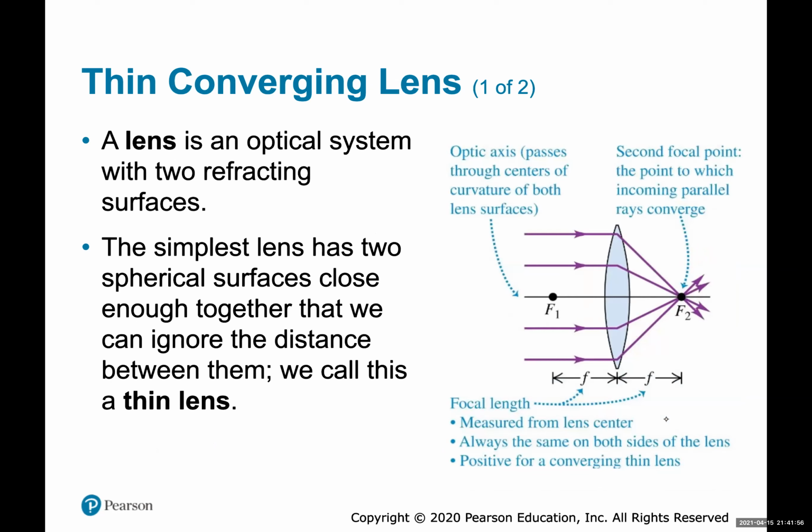Two spherical surfaces close enough together that we can ignore the distance between them. Basically, all we care about is the fact that there are two spherical surfaces.